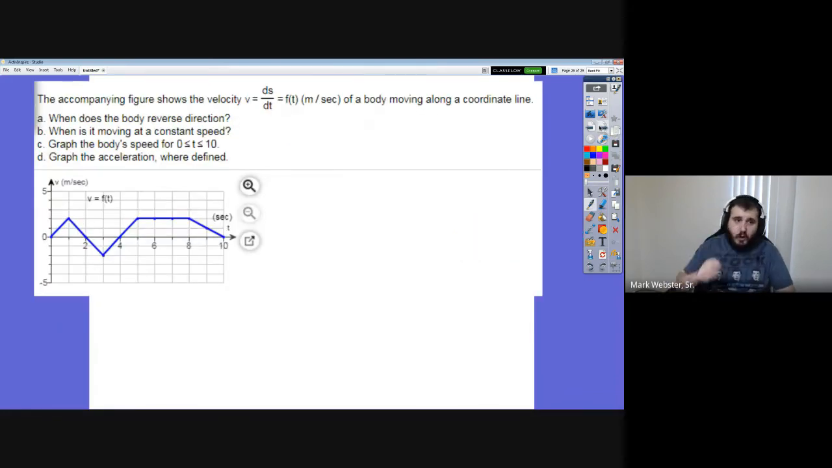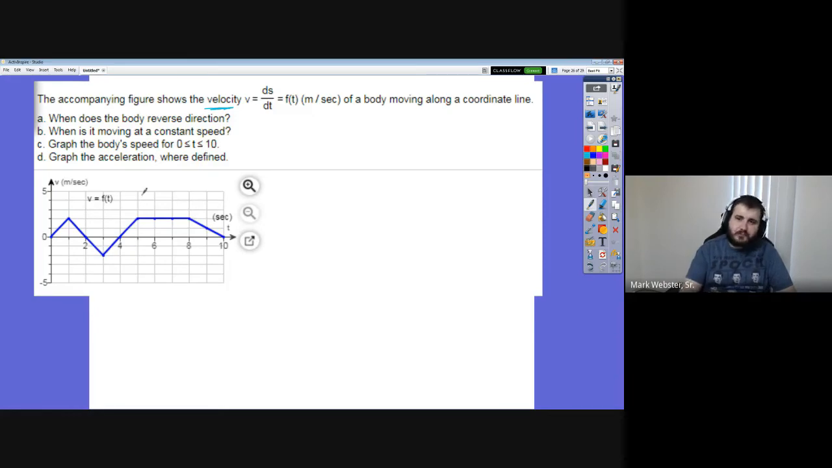Here's a really good one. They give you this picture, which is the velocity, and they're going to be asking you questions about the location. They're going to be asking you questions about speed. They're going to want you to graph the speed and graph the acceleration where it's defined.